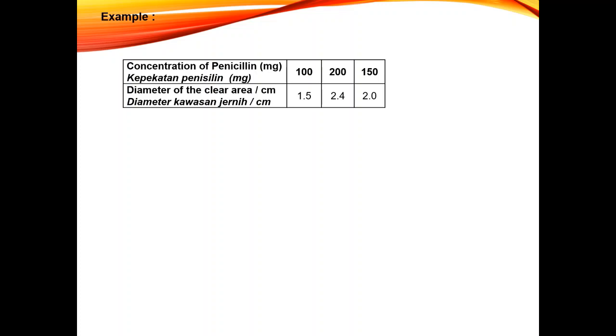Let's look at a few examples here. The first example: the upper row refers to the concentration of penicillin, and the lower row refers to the diameter of clear area, right? So which one is manipulated, which one is responding? I think all of you know the answer already. The upper one, the concentration of penicillin, is the manipulated variable. The lower row, the diameter of the clear area, is the responding variable.